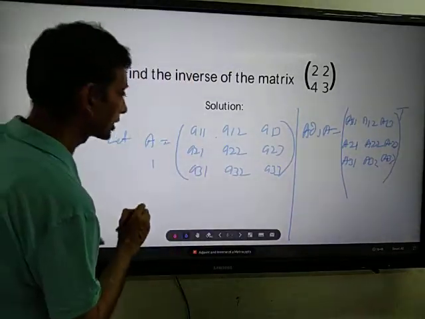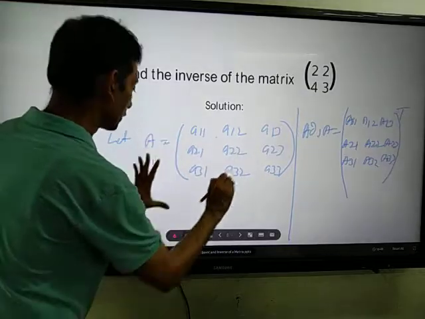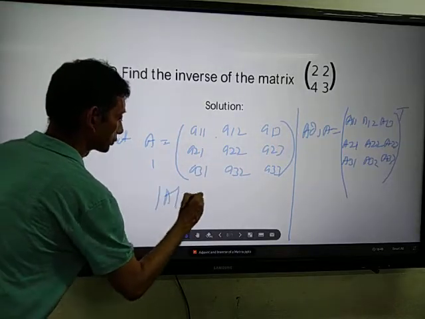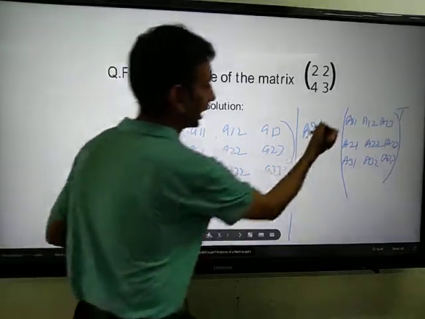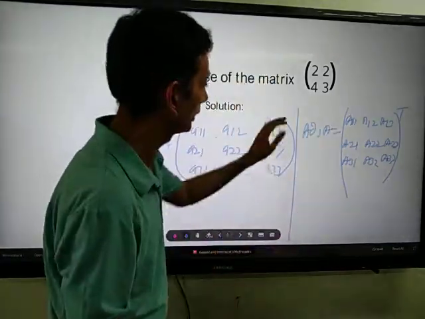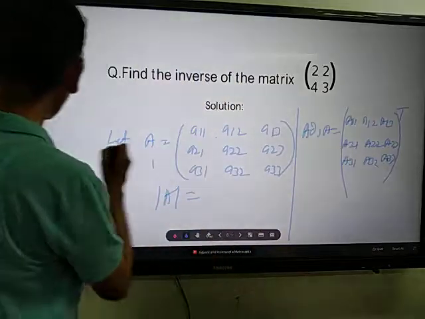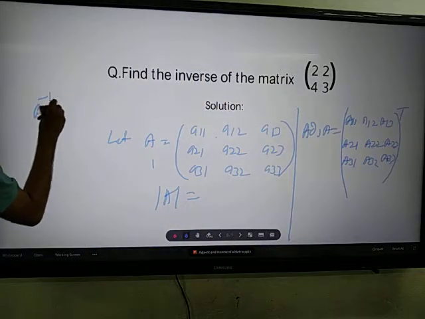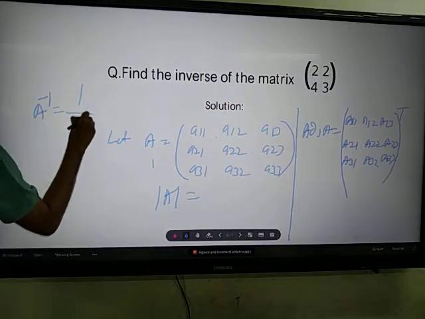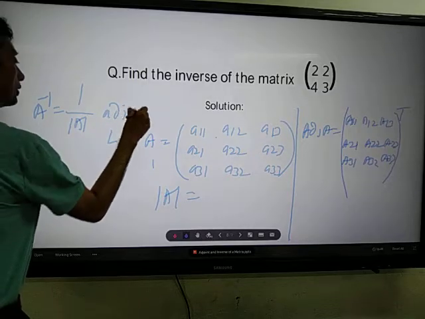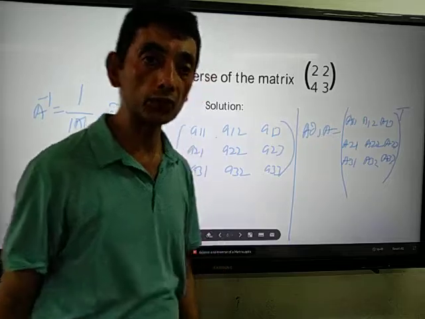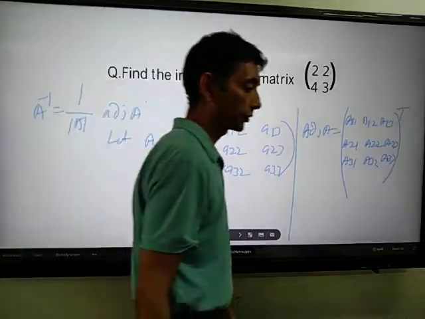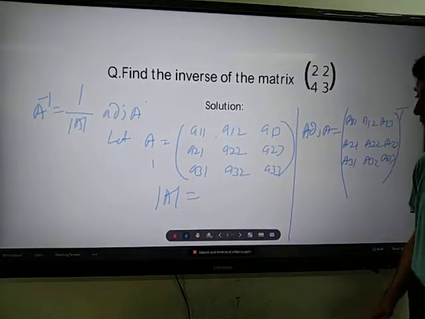Initially, after getting the matrix, your step 1 has to be determinant A. You will calculate the determinant A. Then second step, you will calculate the cofactors. Then you will find the adjoint. And all these values you need to substitute in the formula 1 by determinant A and adjoint of A. And then you will get the inverse of the 3 by 3 matrix.